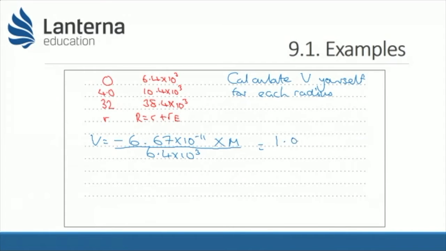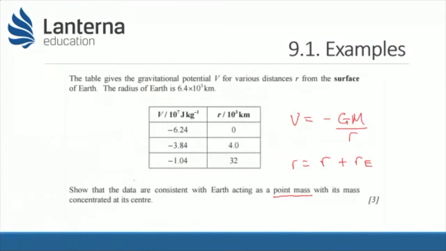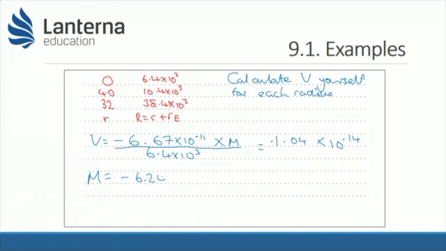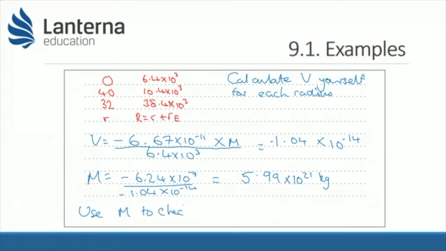So the answer I get for this one is minus 1.04 times 10 to the minus 14. And because I know what the potential is, I can find the mass of the Earth. Minus 6.24 times 10 to the 7 over minus 1.04 times 10 to the minus 14 equals 5.99 times 10 to the 21 kg. And then use this m to check the other potentials.